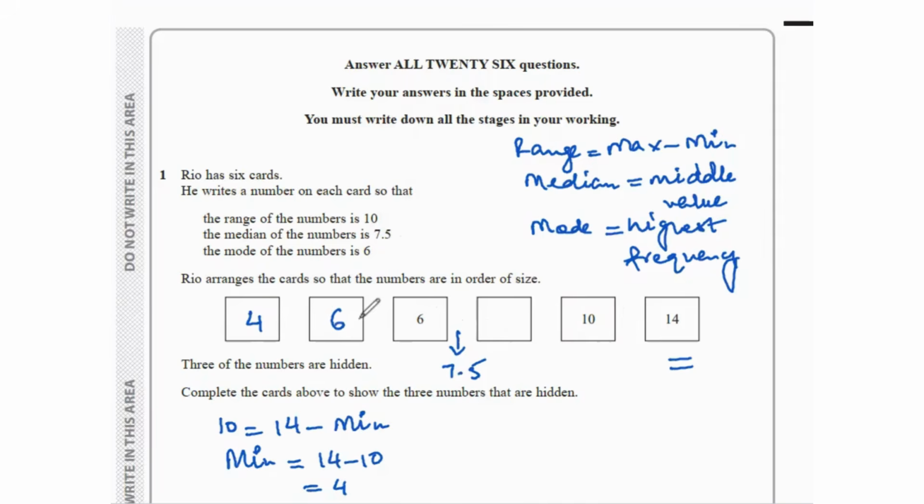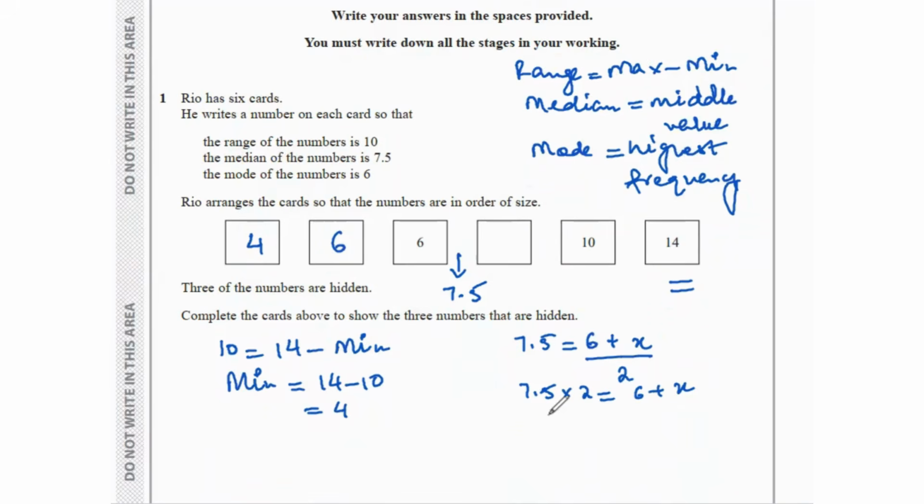Now for us to get a median of 7.5, we need a number that is greater than 7.5 over here. For median, what we do is find the average of the third and the fourth value. So (6 plus x) over 2 equals 7.5. 7.5 times 2 equals 6 plus x, which is 15. So 15 minus 6 is x, and that's 9. So the third number is 9. That's how you solve this question.